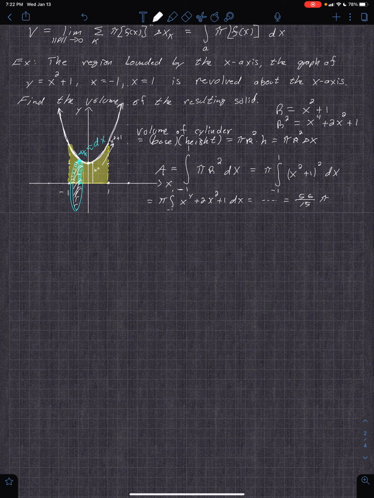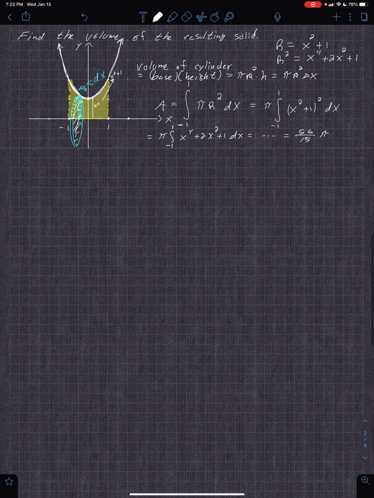So I get 56/15 pi. If you're having trouble getting any of these, I'll be happy to go over them with you. We'll just do a Zoom session. But basically, you're just doing 1/5 x to the fifth, you'll do 2/3 x to the third plus x, and then you evaluate from negative 1 to 1. And then it's a bunch of fractions in there.